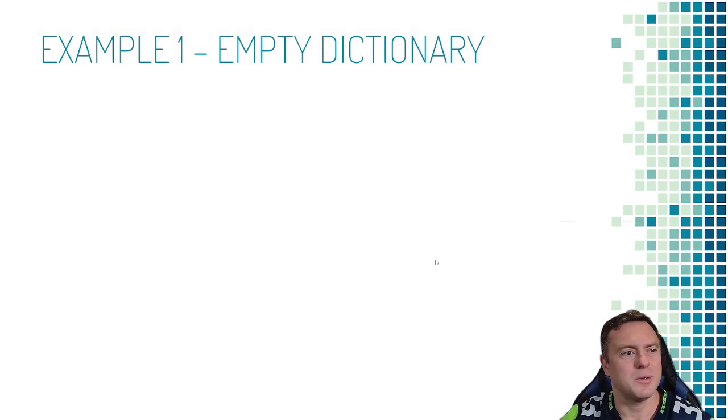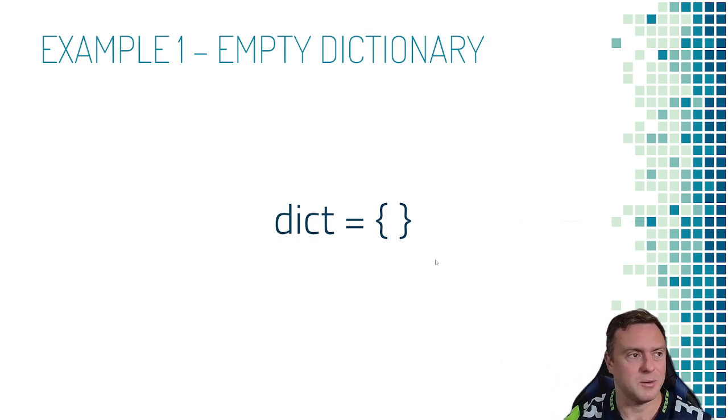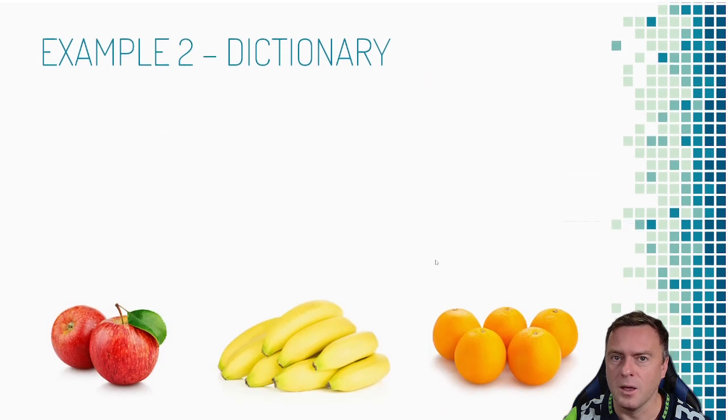So first example, we're going to build an empty dictionary. It's really, really easy. It's as simple as that. You literally go dict equals, and then curly brackets, and that will store an empty dictionary with nothing inside of it, which is much like an empty list, which is what we've done before.